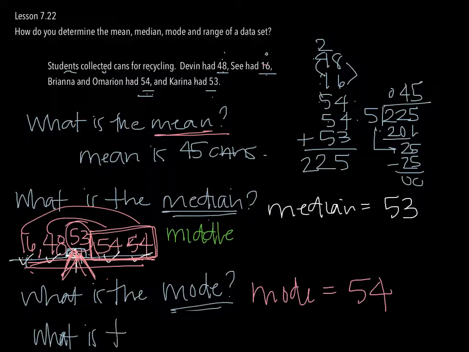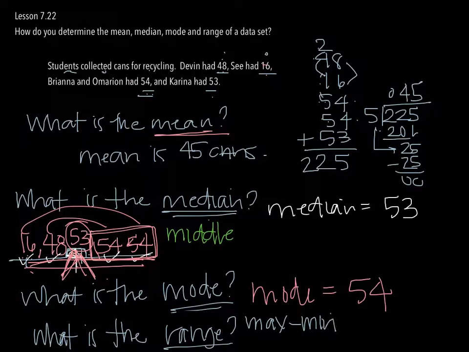The question is, what is the range? To determine the range, we take our maximum, or our biggest number, and subtract our minimum, which is our smallest number. In this case, our maximum is 54, and we subtract 16, and our range is going to be 38.